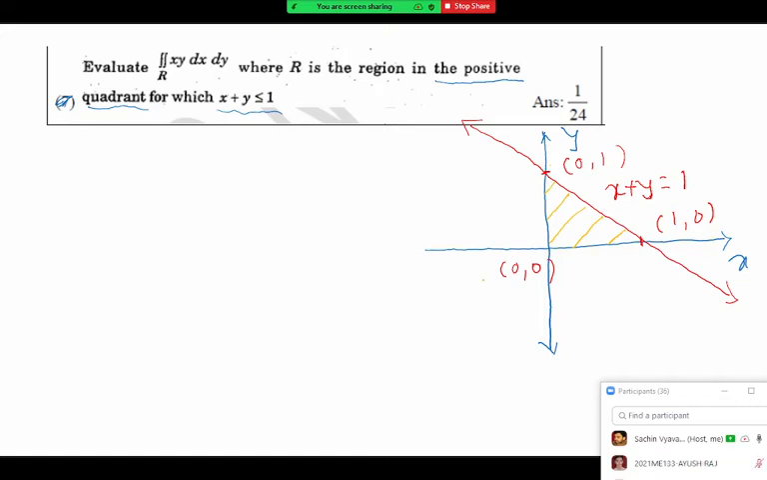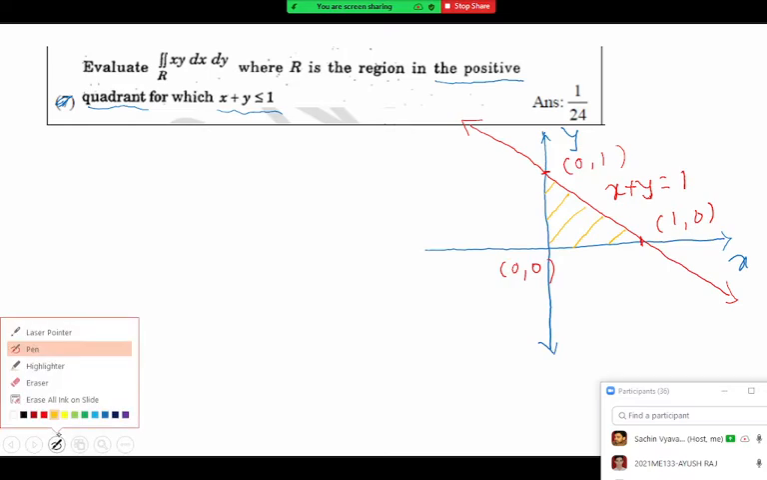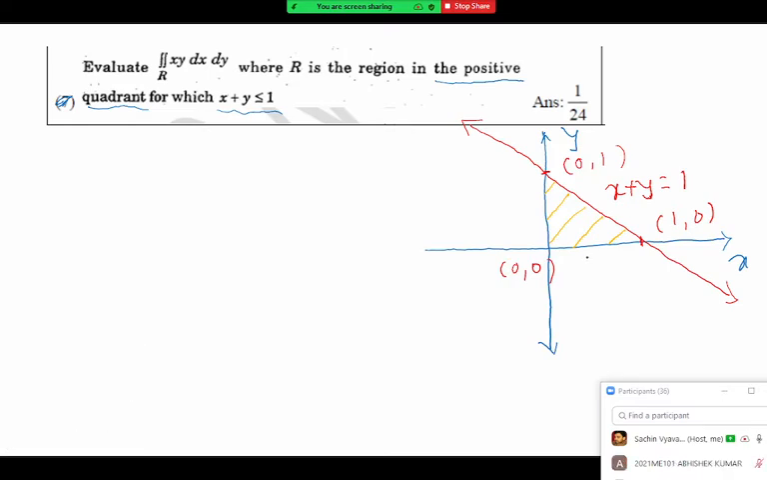Yes, anyone? What is the equation? Y equals 0. Yes, very good. That's correct. So it's y equal to 0, and the boundary of this one is x equal to 0. So this is step number 1. You should be able to draw all the boundaries and decide what the region is that we are given. So we have the region now in front of us.